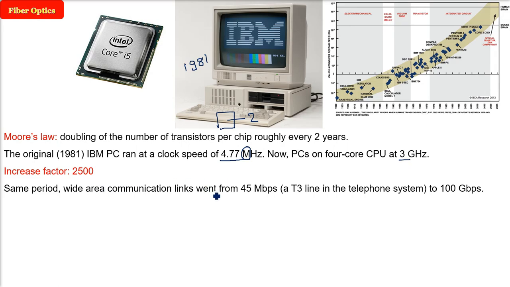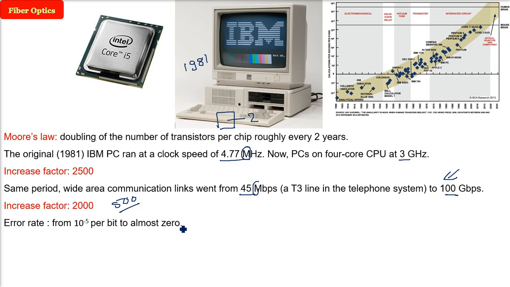At the same time, the communication link went from 45 Mbps, a T3 line in the telephone system, to 100 Gbps. So what is the increment factor? Just divide these two, you will get 2000. So the increment in the clock speed and the cores, and the increment in the communication speed or the bit rate, differ by about 500. And the error rate has also almost become 0.